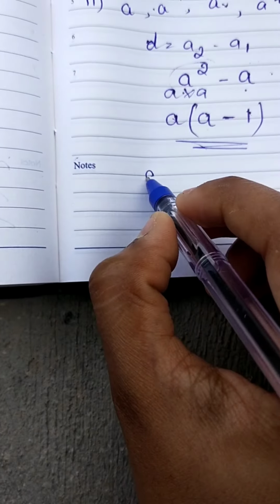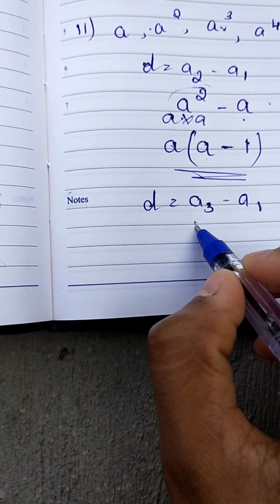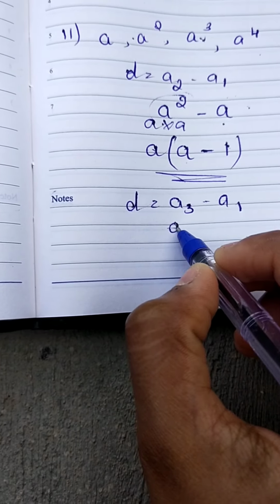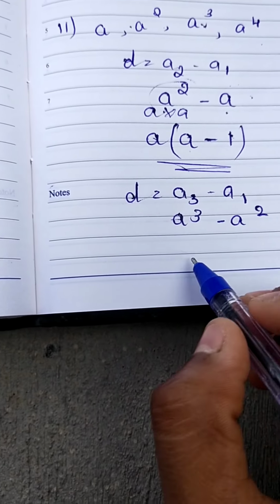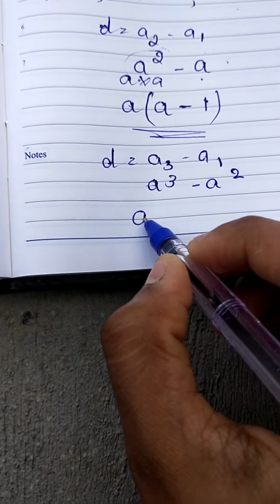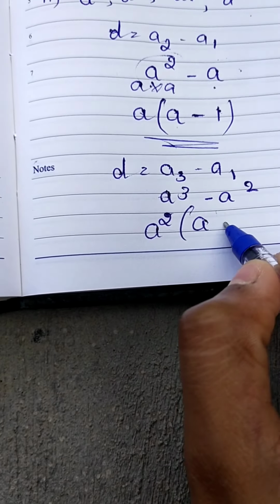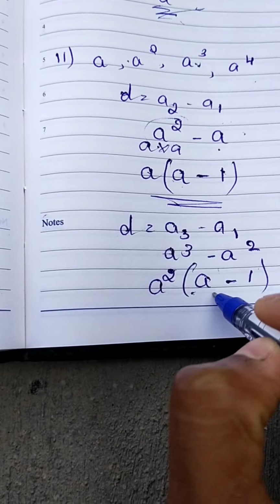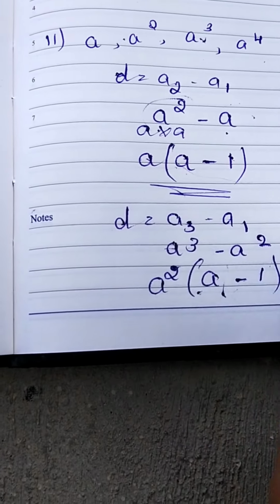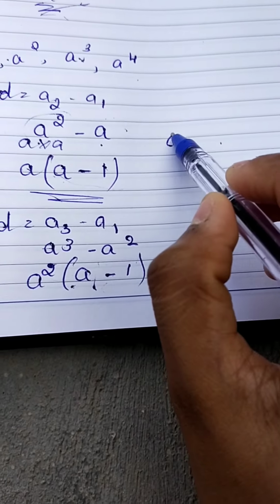And next d is equal to A3 minus A2, that is a cubed minus a squared. Here also it is not the same, so you have to take the common out. I can take a squared common out, so here remains a minus 1. So here the common difference is not the same. See, this one is the same, but the outer one is not the same, so it is not an AP.